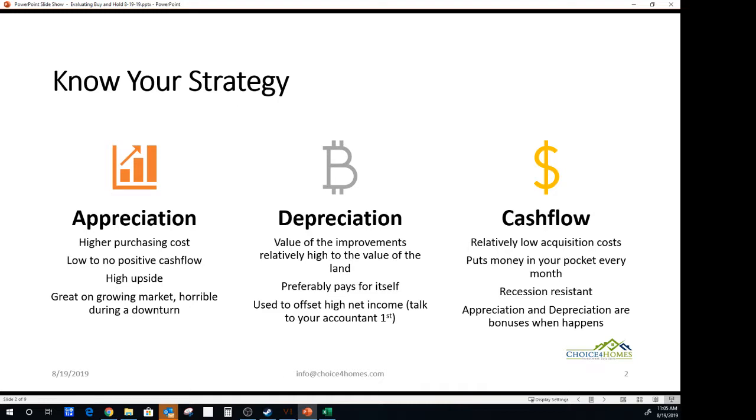And now finally we get into the cash flow, and that is where we're going to focus most of our conversation today. Cash flow is a relatively low acquisition cost, and puts money in your pocket every month. Cash flowing properties are generally recession proof.